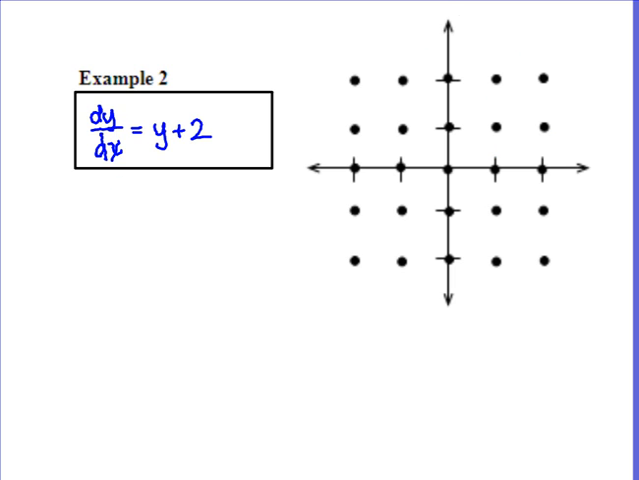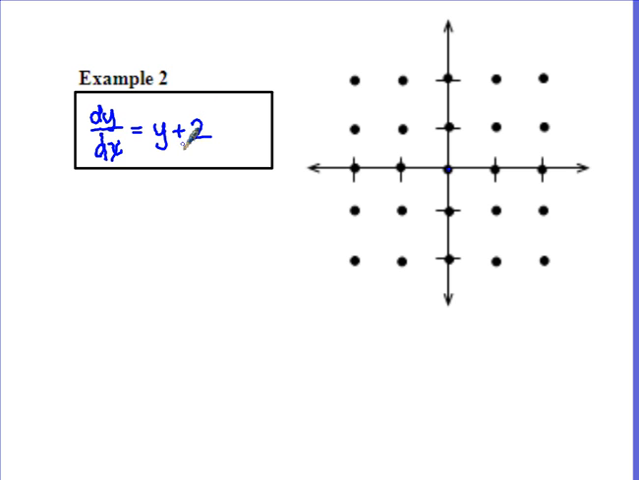Let's move on. Now we have dy/dx equals y plus 2. Well, what do you think is going to concern us in this situation? If you were thinking the y, you would be correct. So now let's look. We have x is 0, y is 0. So we plug just the y value in. Well, where do we plug in the x? Nowhere, because there's no x.